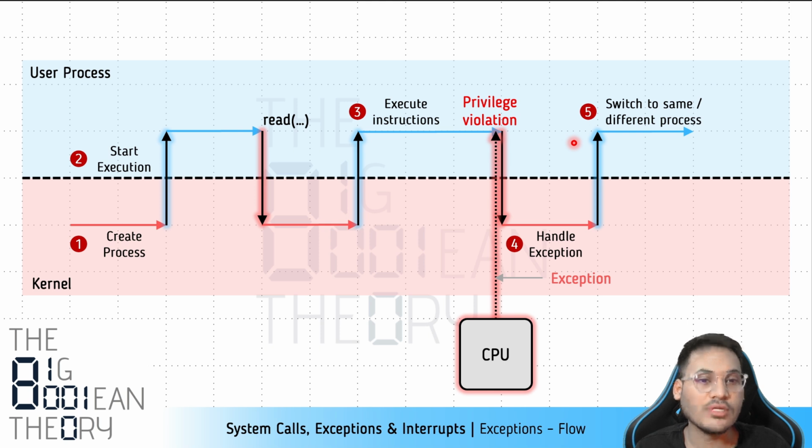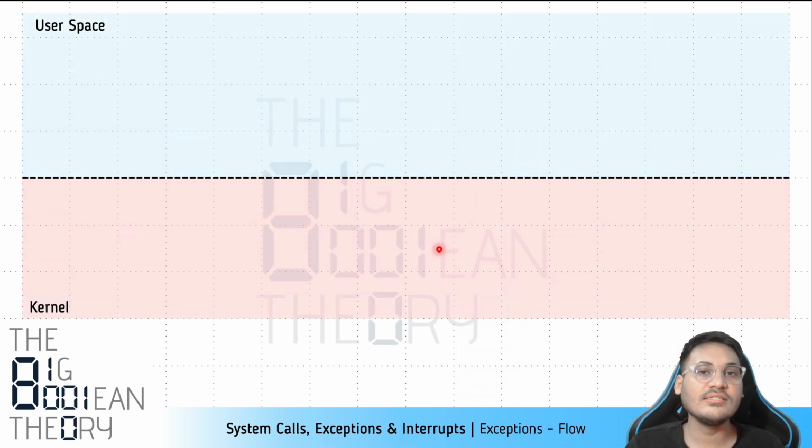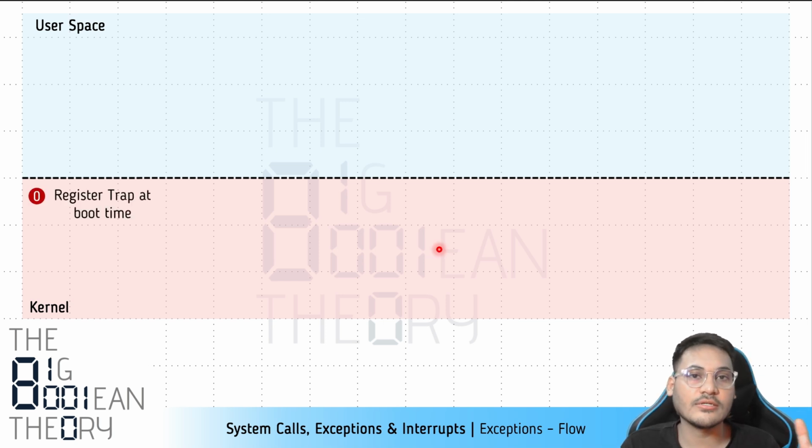So what we want to do in this video is take a more detailed view of the sequence of steps that happen here, right? Talk about each step in a more detailed manner and understand the overall flow of an exception. So let us start the discussion of the flow from the very beginning. The first step that happens is the registration of the trap at boot time, right? So what does it mean to register the trap?